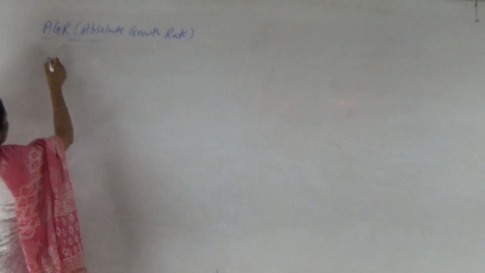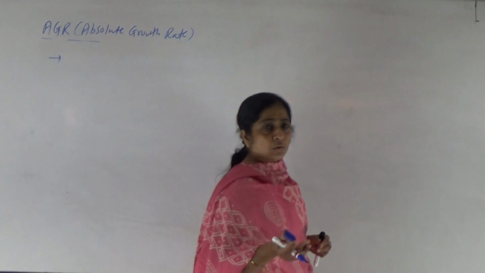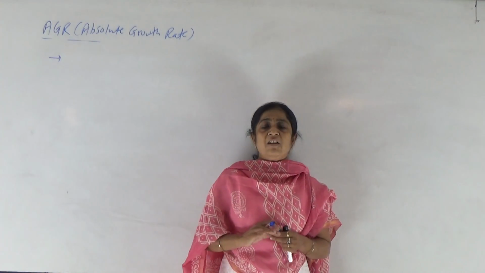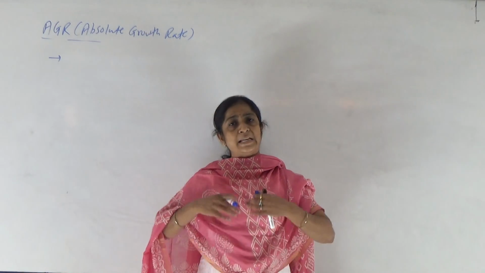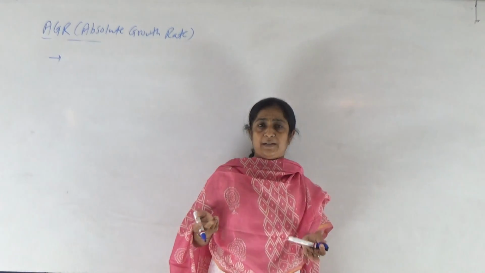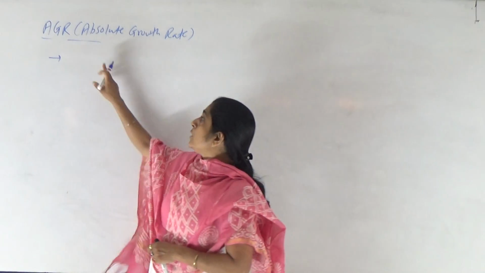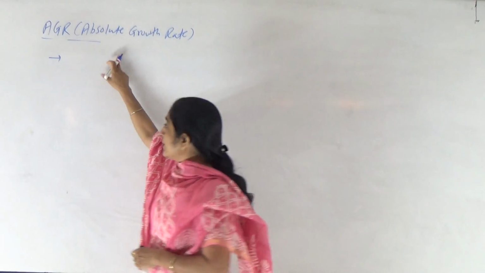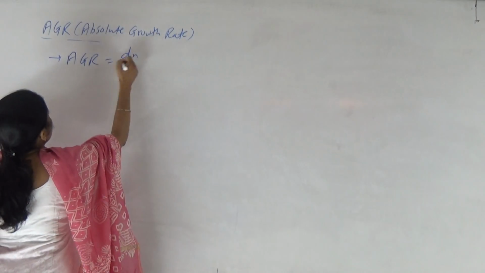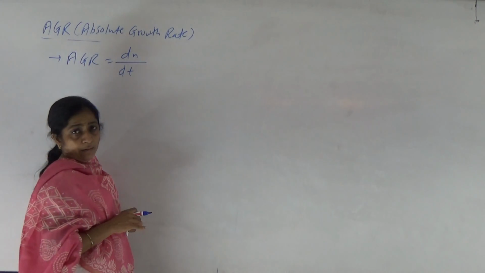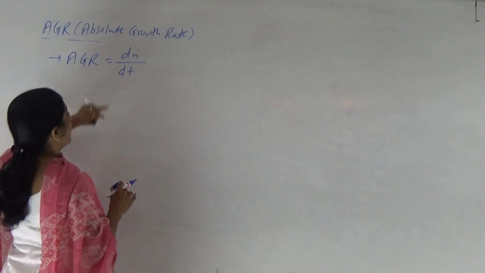Absolute growth rate means measurement and comparison of total growth or total increase in growth per unit time. When we measure total growth in any cell, organ, organism in terms of length, weight, surface area, etc., that is known as absolute growth rate, right? So AGR is also described as change in cell number with respect to time interval. So AGR equals dN by dt.